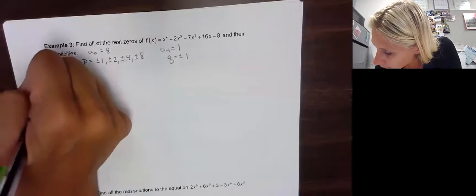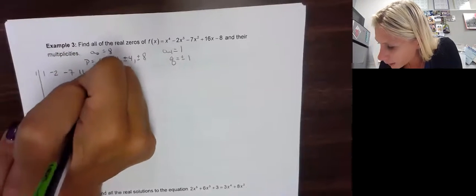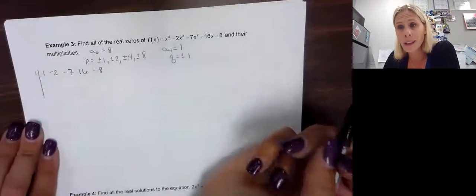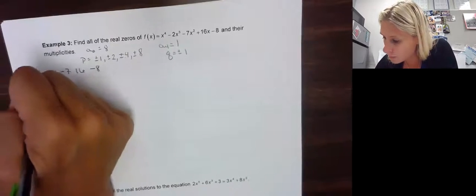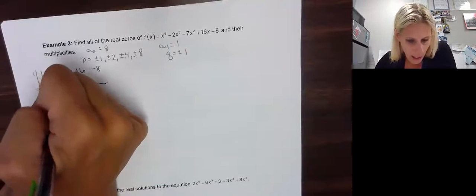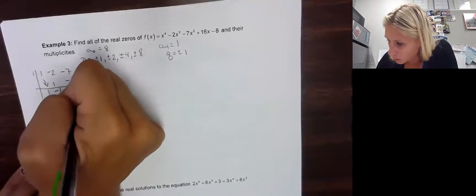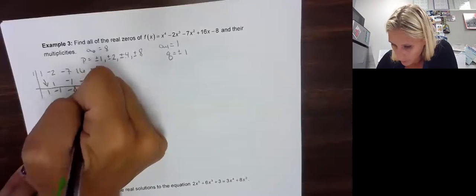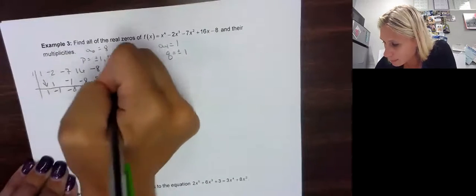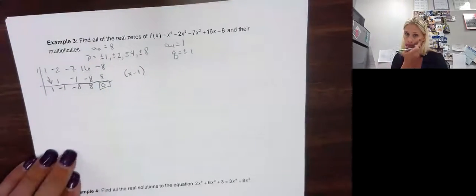So 1, -2, -7, 16, -8. As you can see, I want to double check that I'm not missing a term, because if you're missing a term, remember you have to plug in 0. All right, let's bring this down. Multiply, add, multiply, add, multiply, add, multiply, add. Yes, this means x minus 1 is a factor.